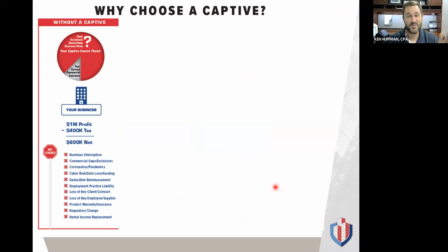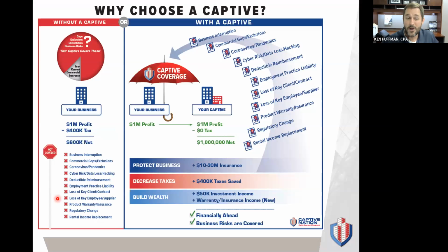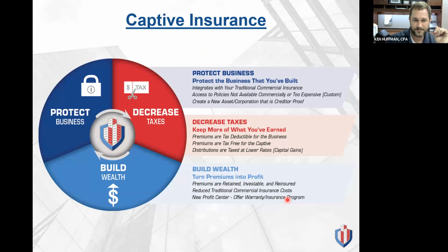Why choose a captive? Remember this graph up here? You have a lot of things that you're probably self-insuring, just hoping nothing happens. Well, why hope? There are a lot of things you're not covered for, but if you have a captive insurance company, you are covered. Your business has all this captive coverage: business interruption, commercial gaps and exclusions, coronavirus, the list goes on. So I'm protecting my business, I'm decreasing taxes, and I'm building the wealth of the business owner. That's what a captive insurance company does.